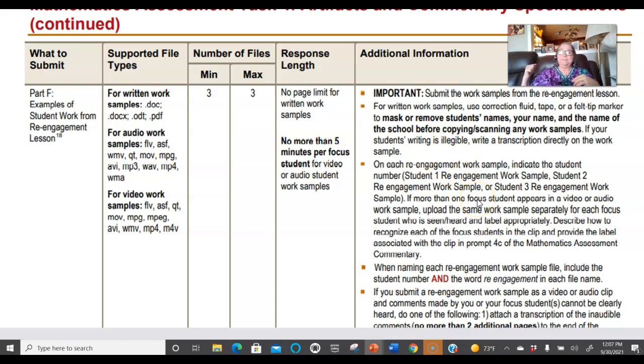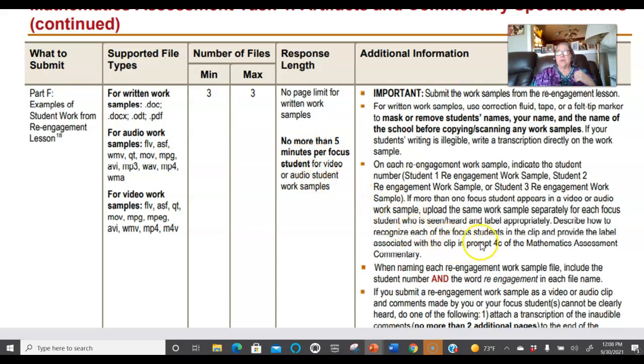Then when you name the files, when you save it to your computer, you need to name it student 1 re-engagement work sample, student 2 re-engagement work sample, and so on. That's so you can differentiate these work samples from the original work samples when it comes time to upload. Even if you have a video, like I said before, where the students are being orally assessed, you need to upload that video 3 separate times. It can't be over 5 minutes.